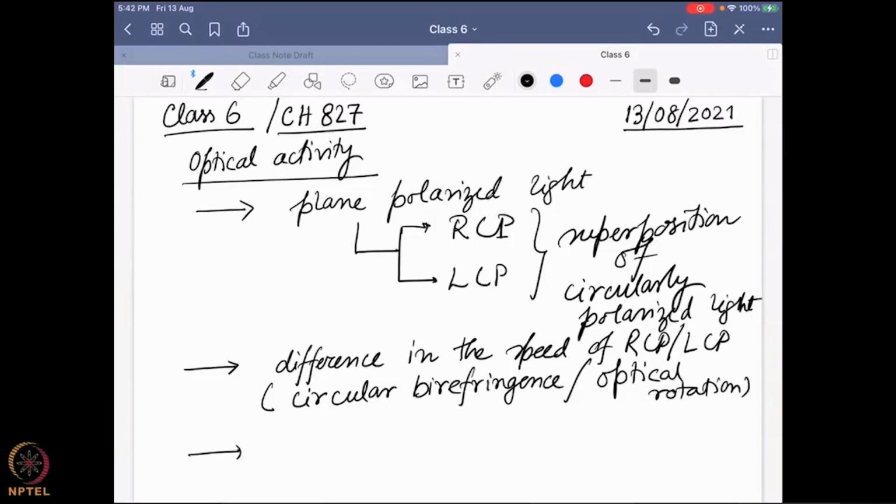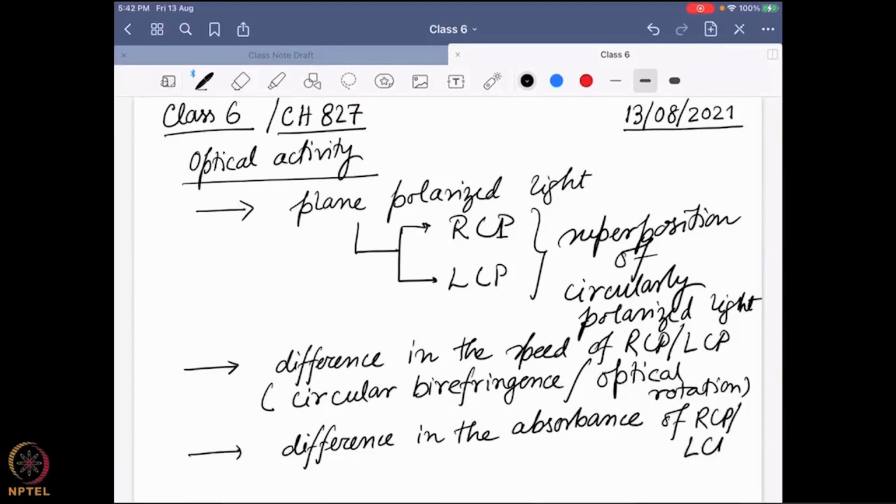And the other thing we found is that there can be a difference in the absorbance of RCP and LCP, and that is known as circular dichroism, which is observed as ellipticity. So we have all studied that. Any questions up to here on these particular points? If not, we will go further.